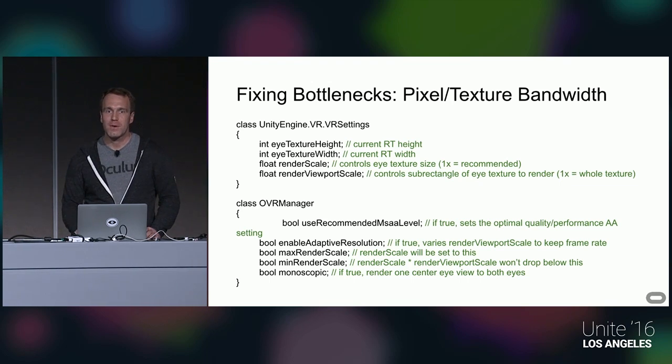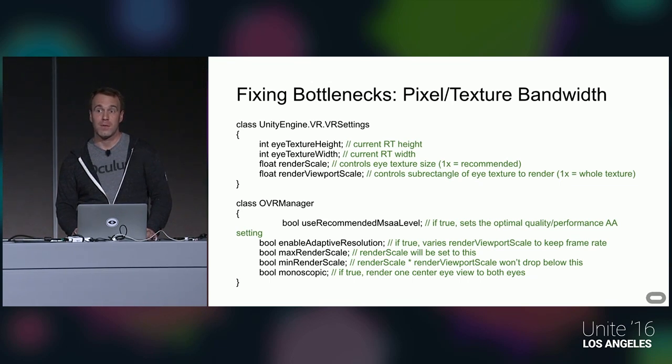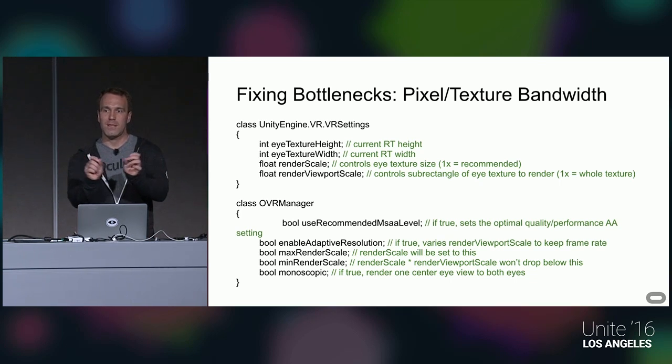There's also a monoscopic mode, so if you're doing 360 video and you don't need the content to be different between the two eyes, it'll essentially set the IPD to 0, which makes it look like everything's infinitely far away, but then you'll pay half the cost because it's only rendering one view per frame.